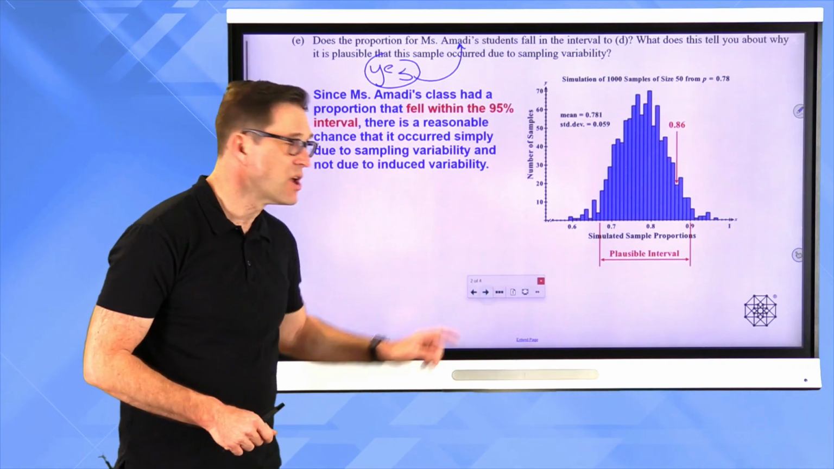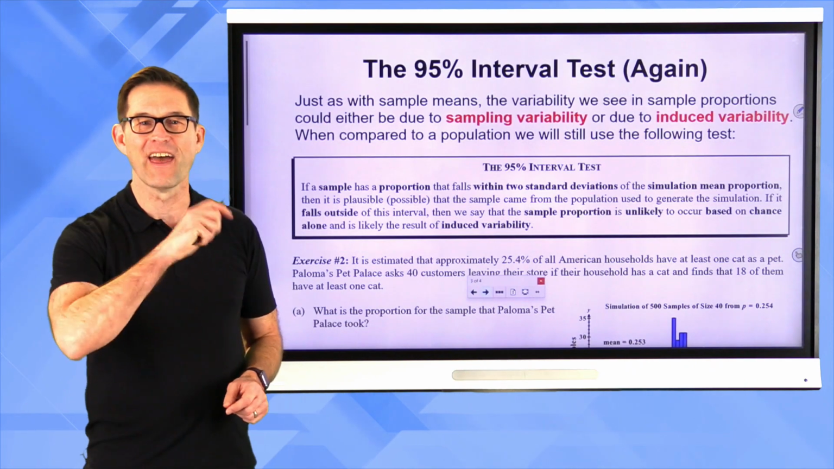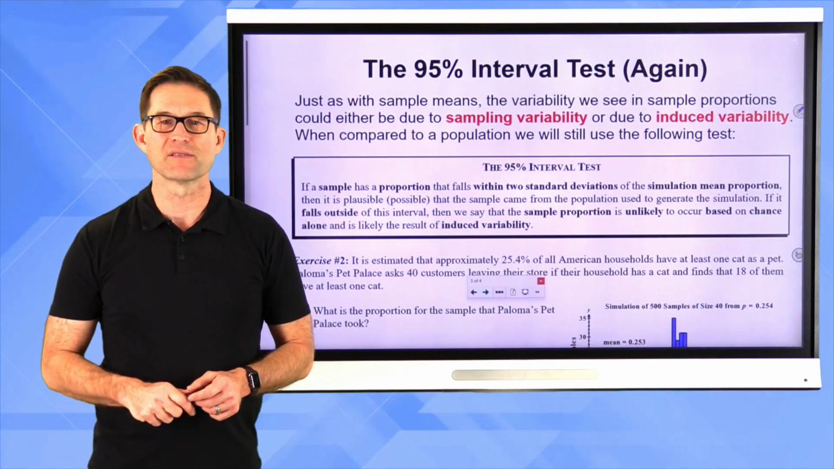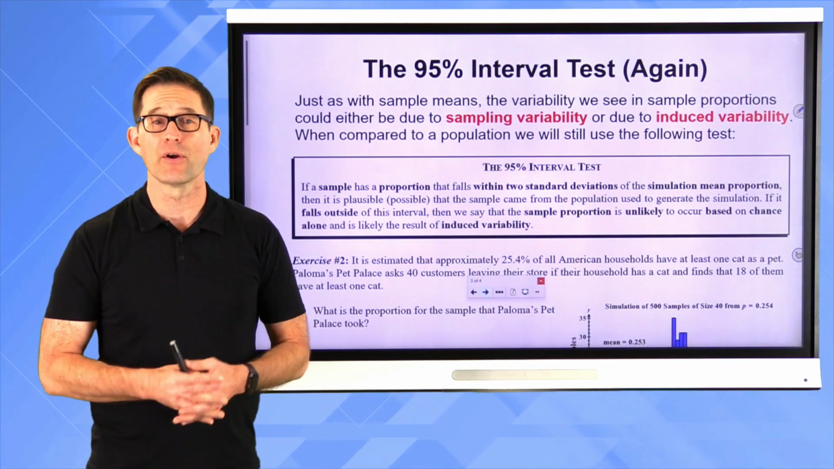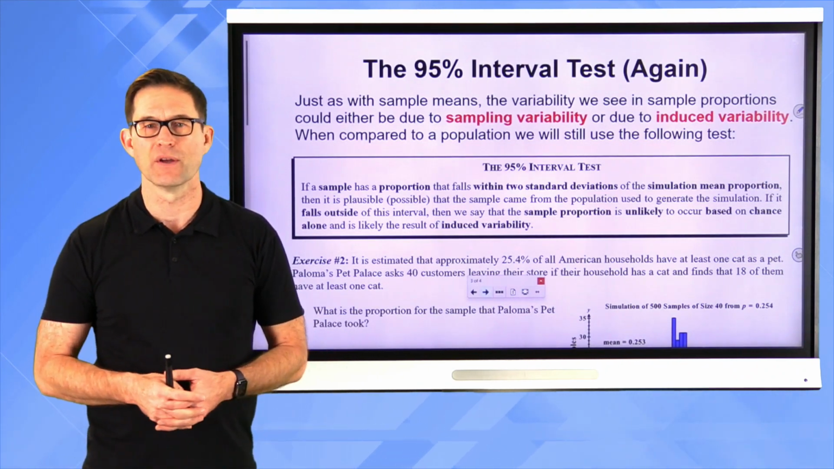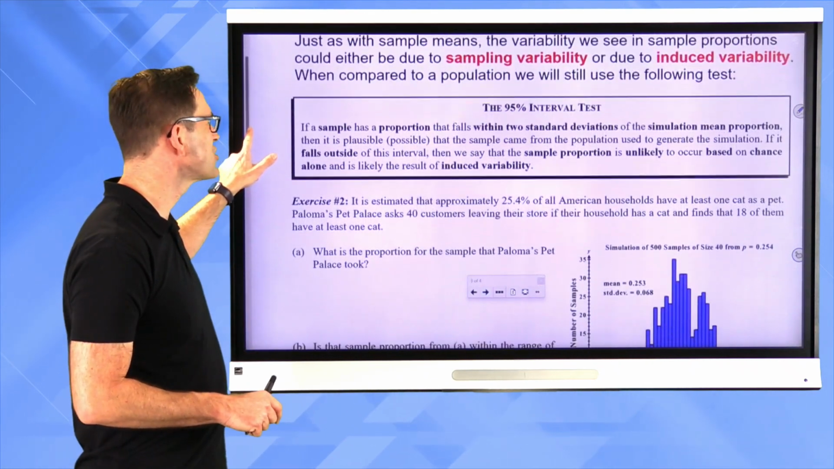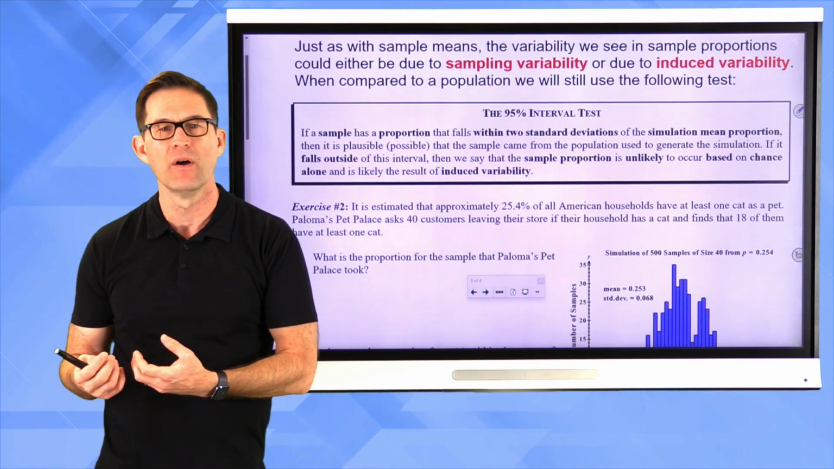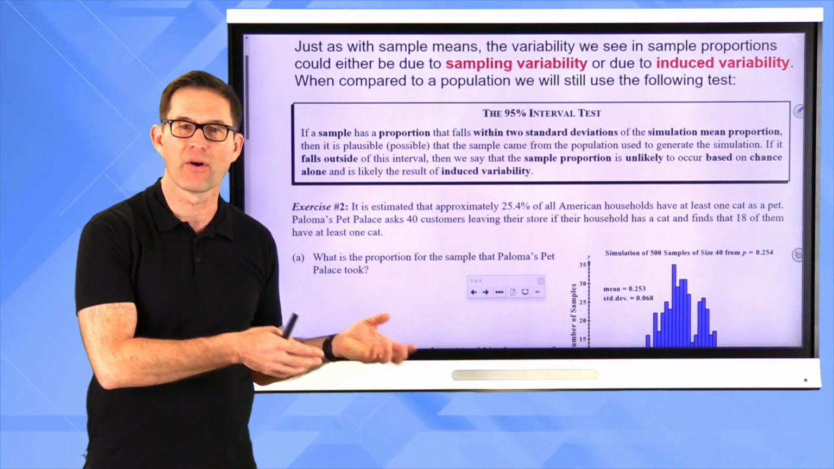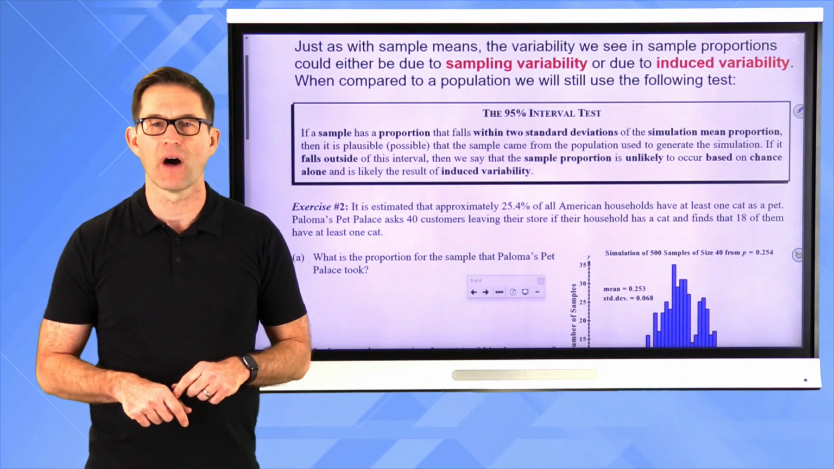Okay, so let's talk about the 95% interval test again. Just as with sample means, the variability we see in sample proportions could either be due to sampling variability, like what we saw in the last situation, or due to induced variability, right? Something that's actually different about the population that we took our sample from versus the population we're comparing it to. Now, when compared to a population, we will still use the following test.